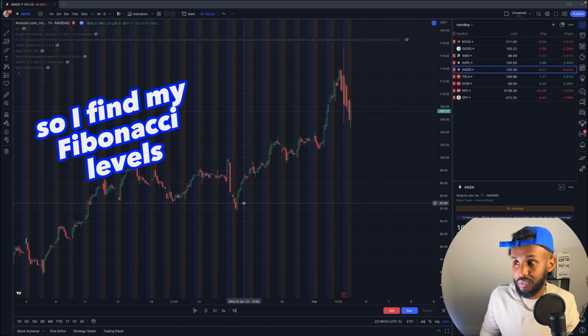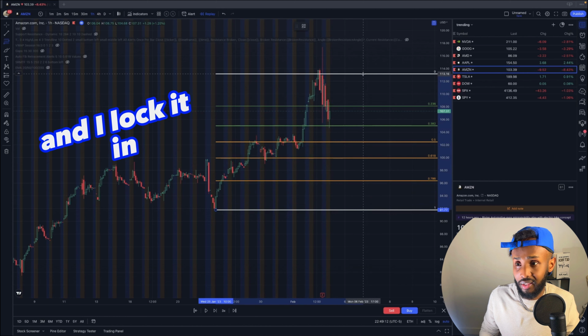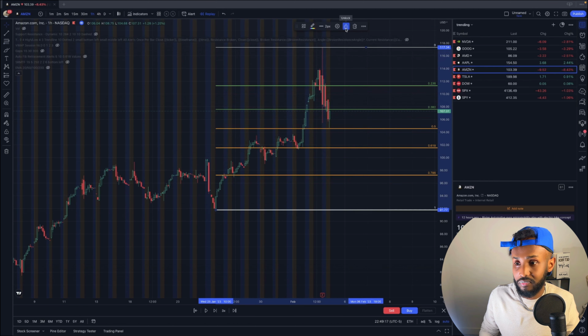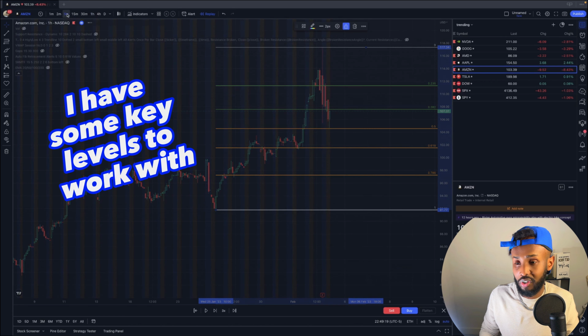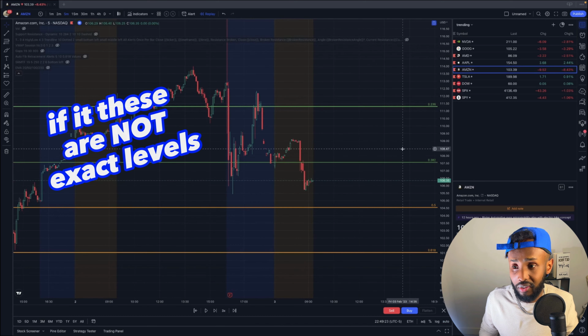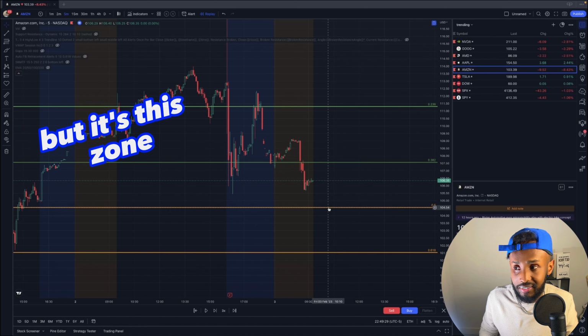So I find my Fibonacci levels. I go from swing low all the way to the top swing high, and I lock it in. Once I lock it in, I have some key levels to work with. And guys, remember, nothing is perfect. These are not exact levels. It's not 104.54, but it's this zone.